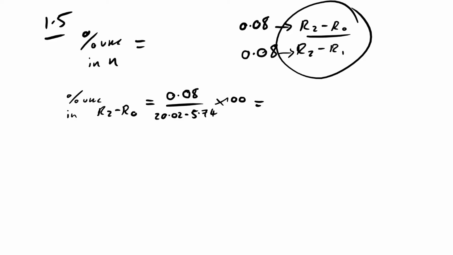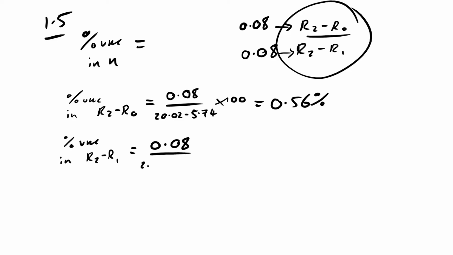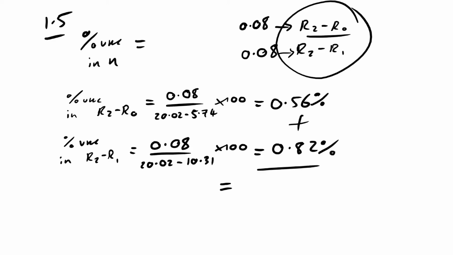And that gives us 0.56%. And then the percentage uncertainty in the bottom, again, is the absolute uncertainty divided by the value. What was it? 10.31. And it gives us 0.82%. So therefore, adding these up, we end up with 1.38%. And if you gave your answer to 2 sig figs, 1.4%, you'd also get the mark.